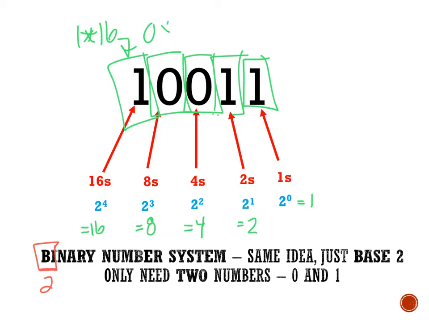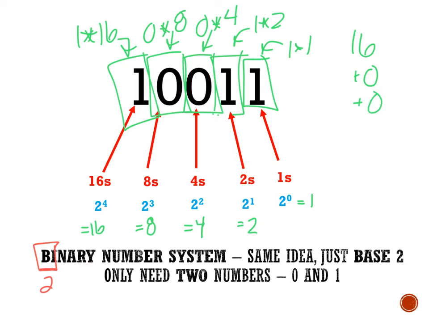I have 0 times my number of 8s, 0 times my number of 4s, 1 times my number of 2s, 1 times my number of 1s. So at the end of the day, I would take 16 plus 0 plus 0 plus 2 plus 1. And this number in binary actually represents 19 in our decimal system.